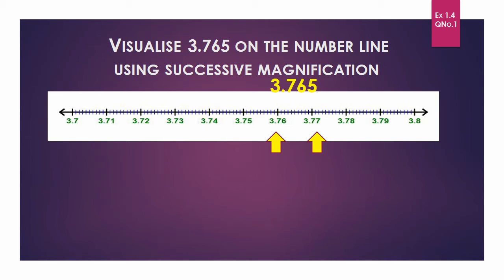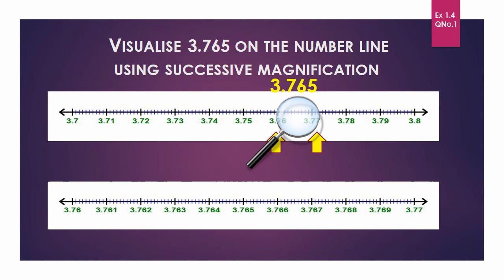Now magnify the portion of the number line which lies between 3.76 and 3.77. Divide it into 10 equal parts. The first point to the right of 3.76 will represent 3.761, then 3.762, 3.763 and so on. So fifth part from 3.76 represents 3.765. Finally, the number 3.765 lies in here.